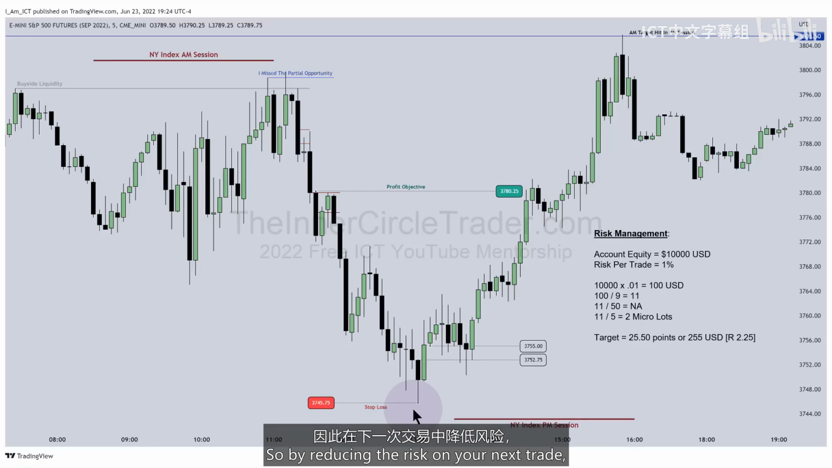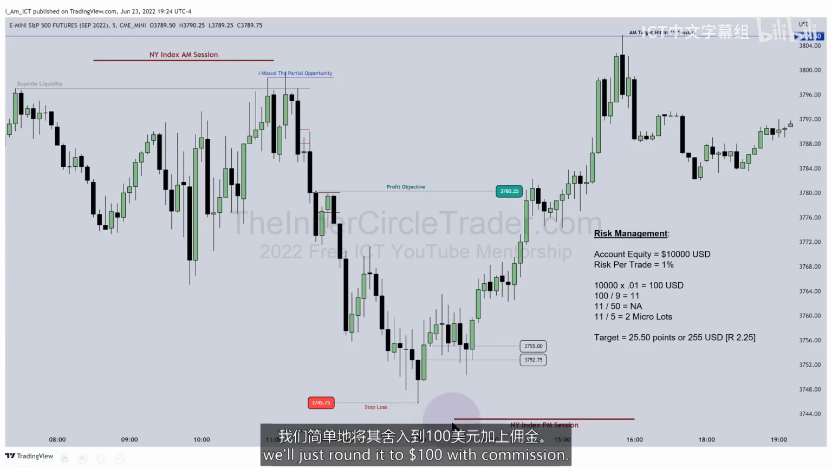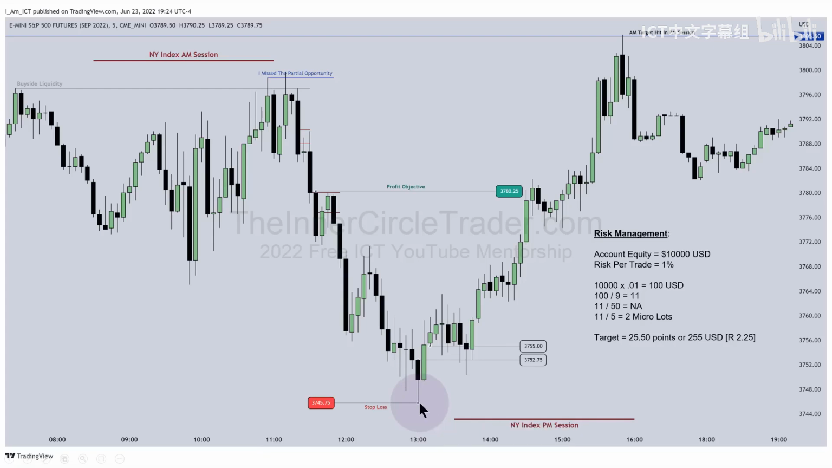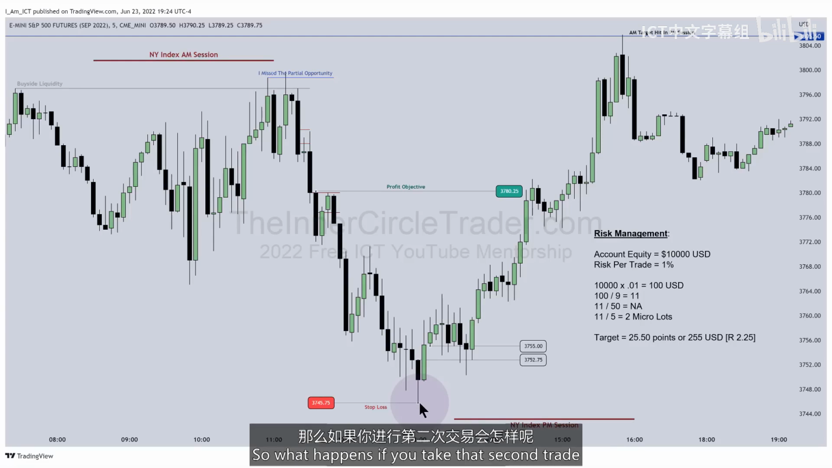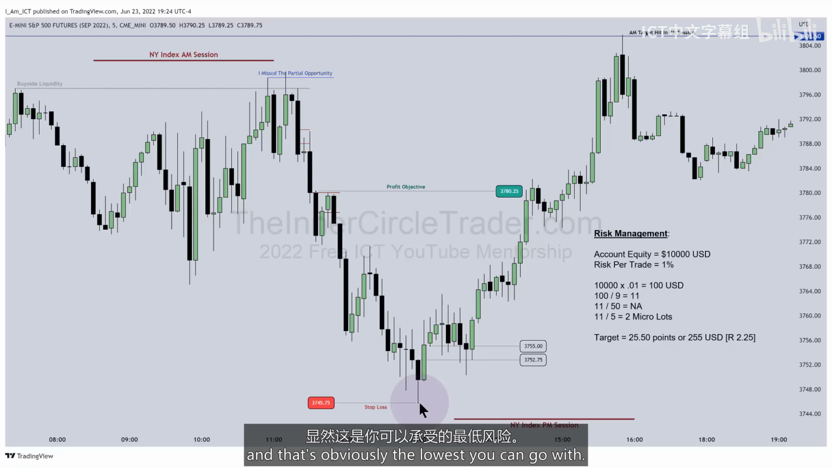So by reducing the risk on your next trade, once you take a loss, you then have to make back 50% of what you lost. In this case, if you got stopped out down here, we'll just round it to $100 with commission. You have to make $50 back before you can go back to your full 1% risk. And that's easy to do. It's not easy to follow this logic. So what happens if you take that second trade, risking half of 1%, and that trade gets knocked out for a loss? What size do you use on your next trade? 1/4 of 1%. And that's obviously the lowest you can go.